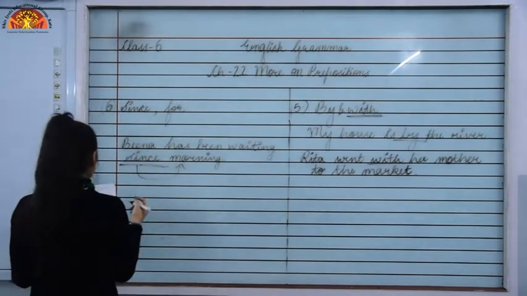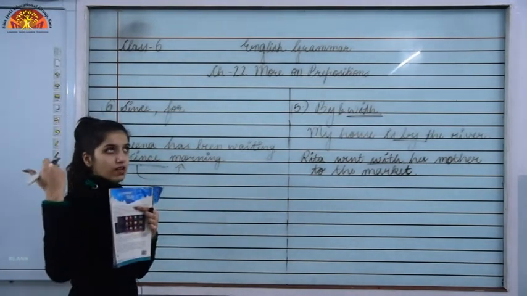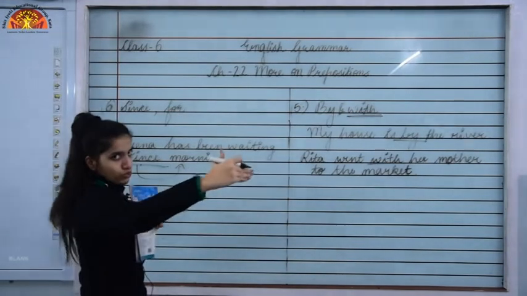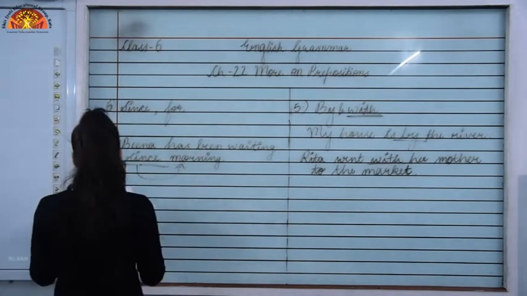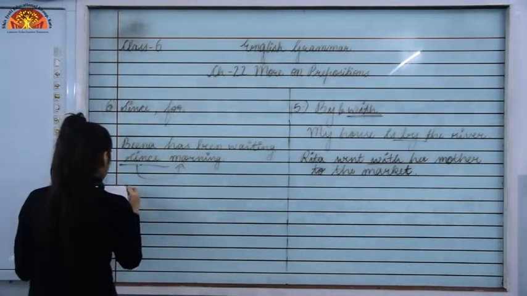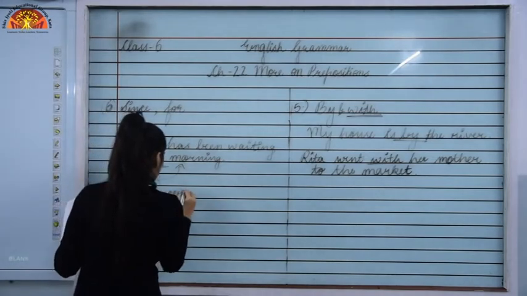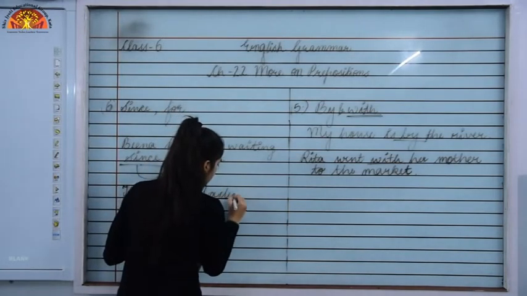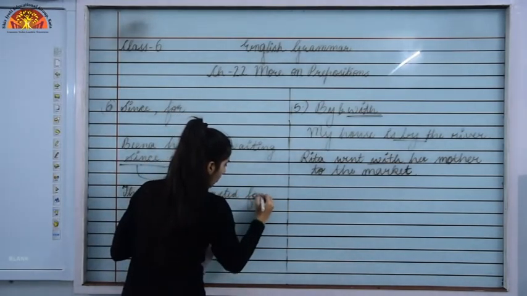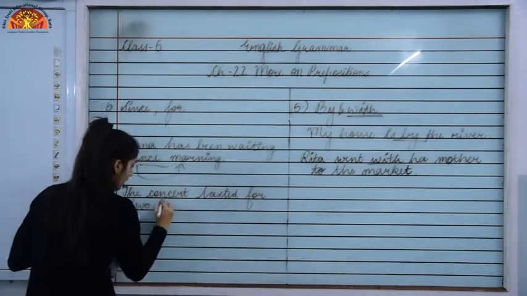And when I say for, it refers to the period of time, which gives us a long stretch. So that time what we will use? For. Okay. So like you can see, the concert lasted for 2 hours.